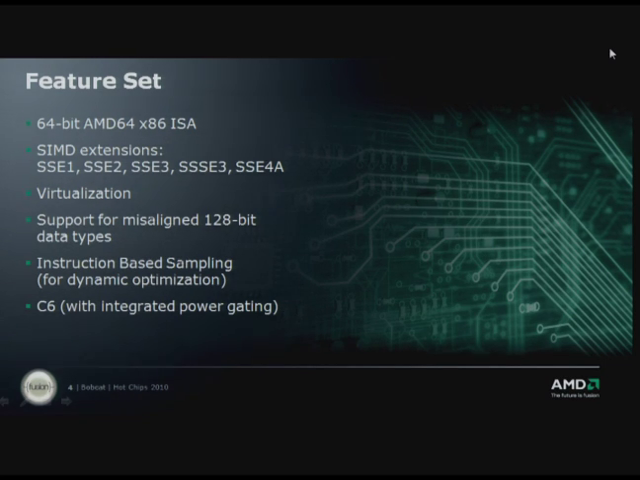We also support full processor virtualization. We support a feature called misaligned 128, which allows for some more packed data structures. That was a feature on Athlon II as well. We also support what's called instruction-based sampling, which is a mechanism of collecting statistics on programs running in flight, and you can use that for dynamic optimization or for dynamic code scheduling. JITs can also use this. And lastly, not surprisingly, we've introduced C6 in this core as well, power gating to where we effectively save the internal state of the machine off to RAM, and then power down the entire core. On interrupt, we can reload that state and pop back up very quickly.